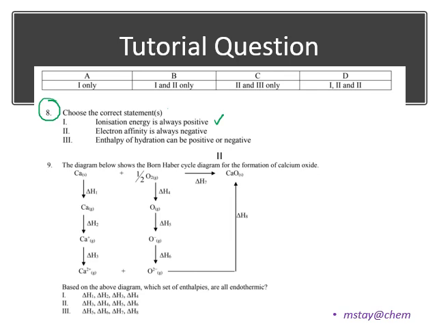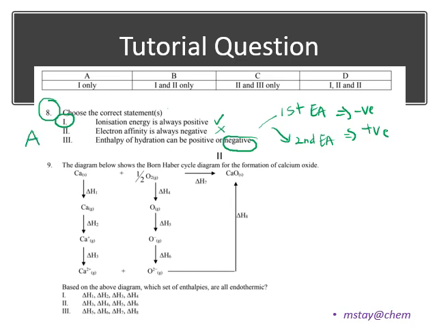Electron affinity is always negative. This statement is not true, as we already know the first electron affinity is always a negative value, while the second electron affinity is always a positive value. So statement number 2 is wrong. Enthalpy of hydration should always be negative. So for question number 8, the answer will be 1 only, which is A.